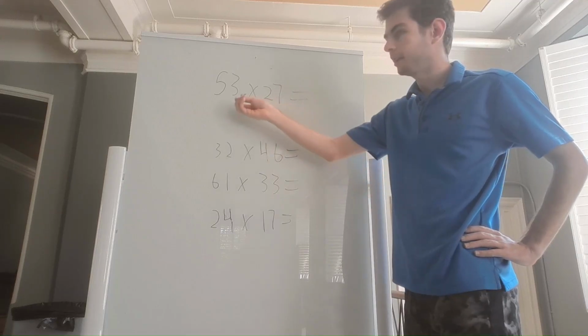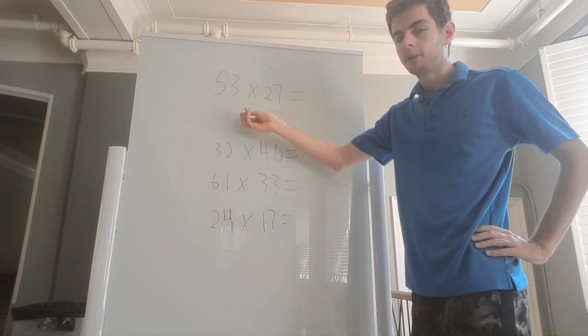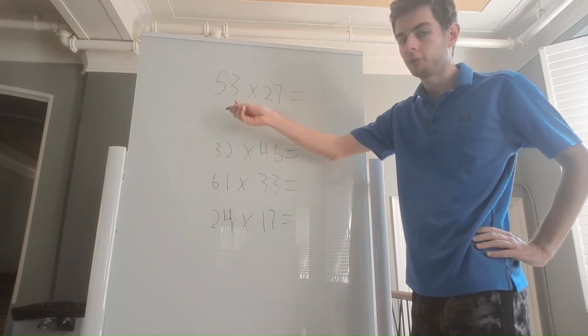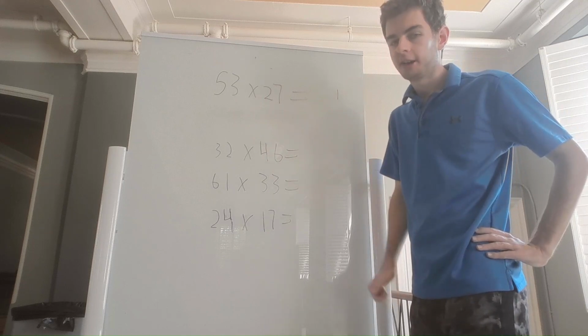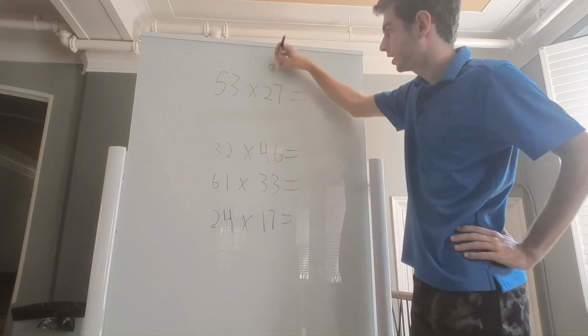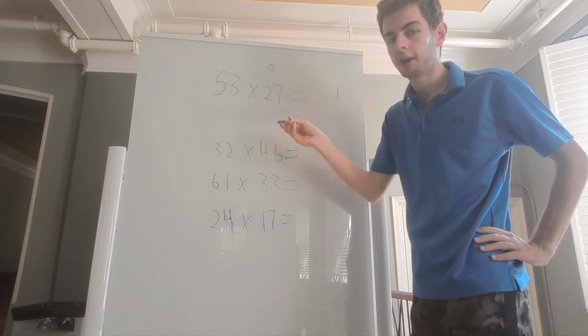You take the ones place, and you multiply them with each other. So 7 times 3 equals 21. And you can go ahead and write down 1 as your ones place answer. Now keep in mind that 2, because that's the number you're going to carry over for later.